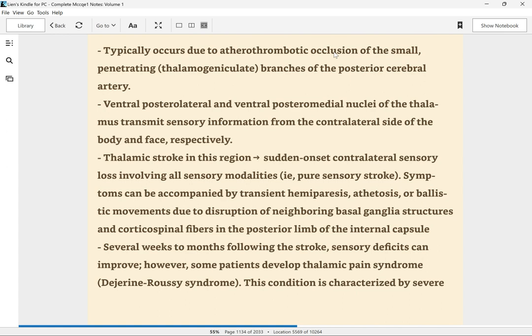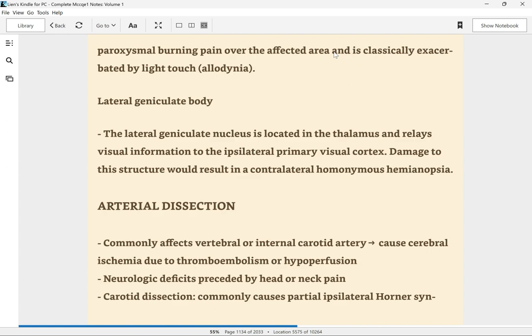Symptoms can be accompanied by transient hemiparesis, athetosis, or ballistic movements due to disruption of neighboring basal ganglia structures and corticospinal fibers in the posterior limb of the internal capsule. Several weeks to months following the stroke, sensory deficits can improve. However, some patients develop thalamic pain syndrome, Dejerine-Roussy syndrome. This condition is characterized by severe paroxysmal burning pain over the affected area and is classically exacerbated by light touch, allodynia.